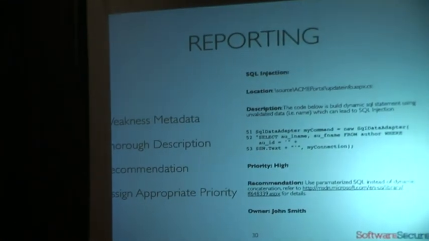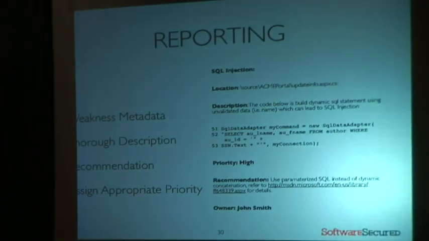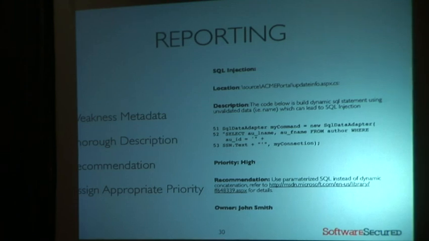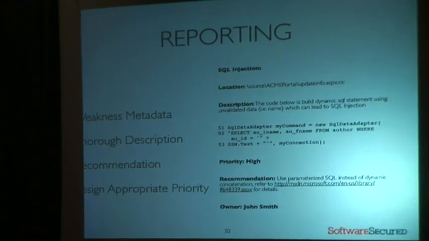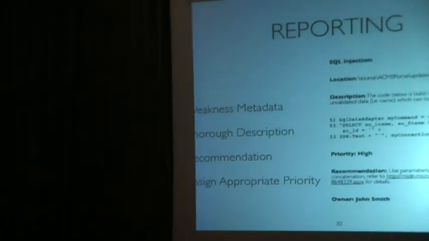For example, you need to provide the weakness metadata: how can the developer find it, where to find it, where exactly does the problem happen? And a thorough description: what is the problem? It's building a dynamic SQL statement using unvalidated data, and what is the unvalidated data? Here, it's ssn.txt. And a good recommendation. You might even point them to where to look for a fix, because in a regular code review you don't need to do that, since the developer understands the code and most probably, 99%, will understand how to fix it. But when security is involved, you want to point them to where to look to find fixes. Again, the cheat sheet series is a very good place to look. And assign appropriate priority so that the developer can prioritize his to-do list.